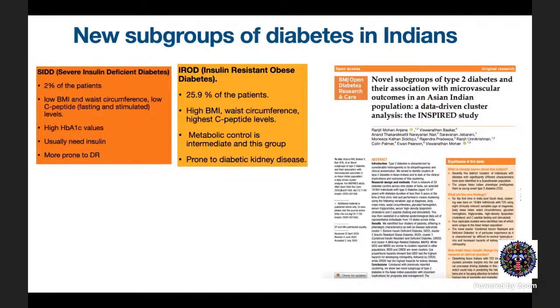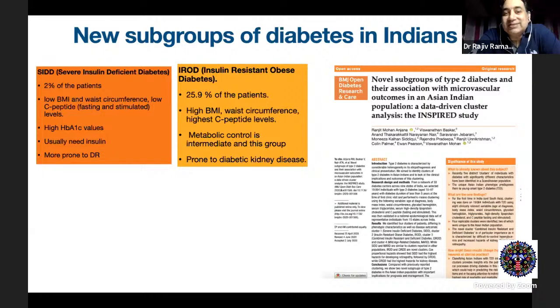The other variety which he described was insulin resistant obese diabetes, again depending on the C-peptides, BMI and waist circumference. And these are the people who are more prone to diabetic kidney disease.